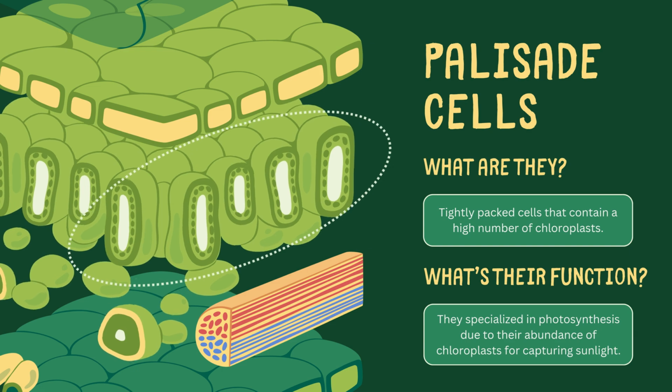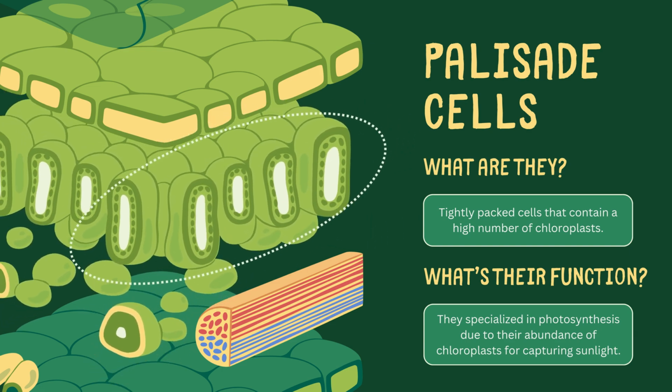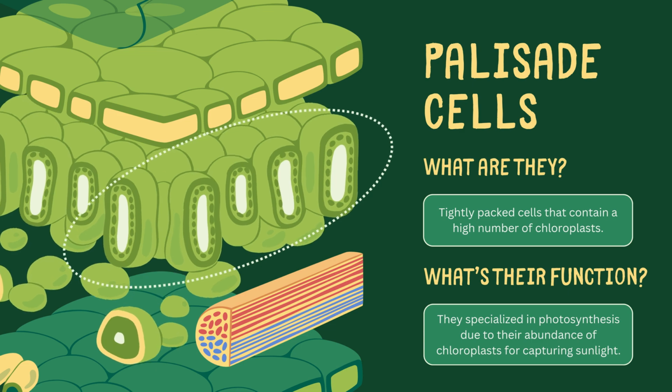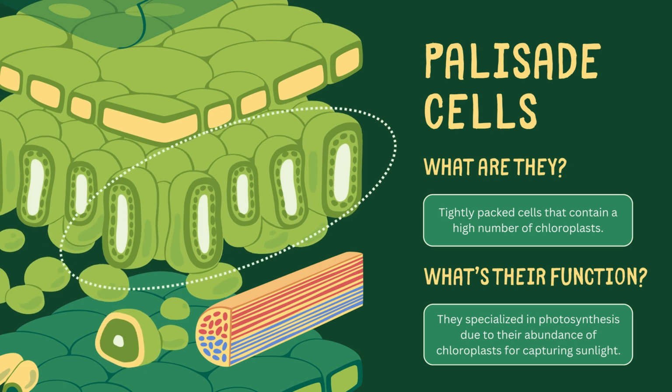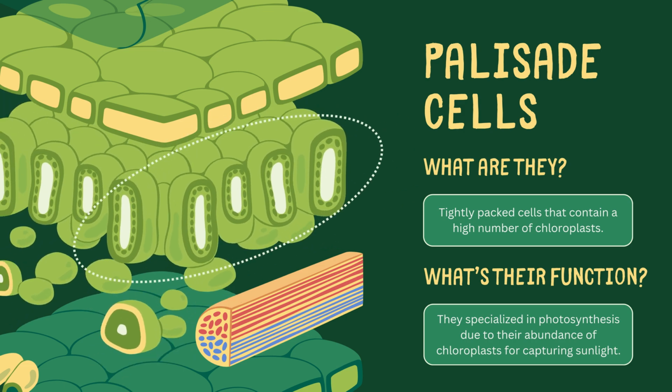Palisade cells. What are they? Tightly packed cells that contain a high number of chloroplasts. What's their function? They are specialized in photosynthesis due to their abundance of chloroplasts for capturing sunlight.